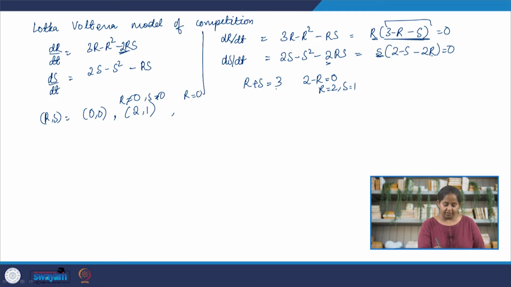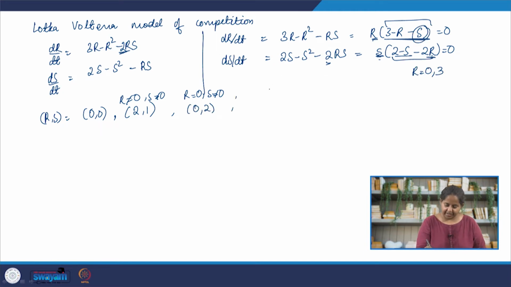What if R is equal to 0 but S is not equal to 0? Is that a possibility? So R is 0 but S is not 0, then S needs to be equal to 2. So what we get is (0, 2). Let's say now S is equal to 0 and R is not equal to 0. Since S is equal to 0, the term 2 minus S minus 2 does not have to be 0, but here S is 0, R is not 0, so R is equal to 3.